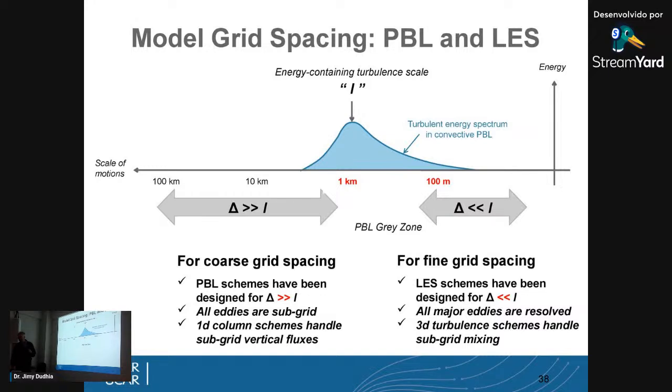Most often in mesoscale ones, we're on this side, but we're not resolving those, so you need a PBL scheme. When you're on the other side, you need the PBL scheme for the grid size much greater than L. All that is subgrid, and you need basically a one-dimensional scheme that does the subgrid vertical fluxes.